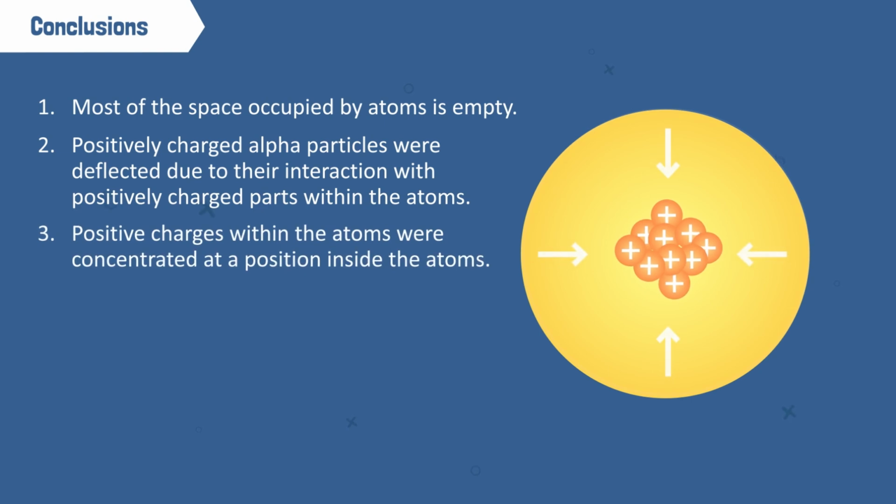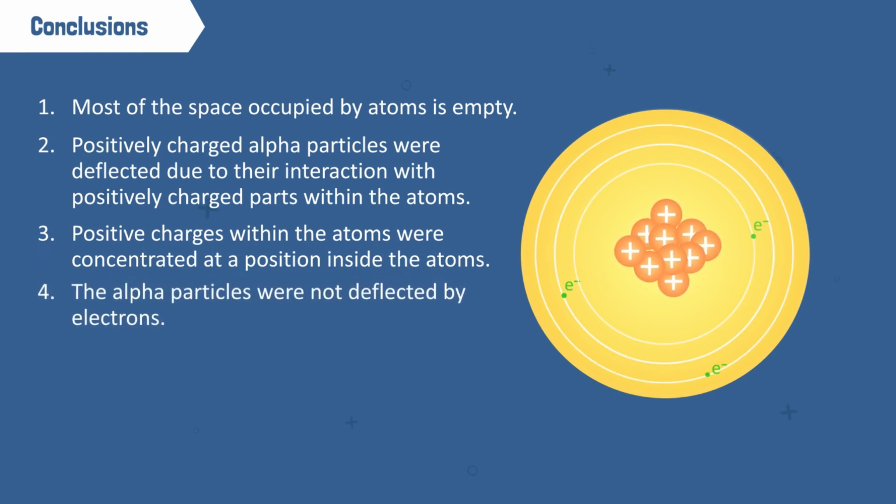Number 3. As very few alpha particles were reflected completely or were deflected by more than 90 degrees, the positive charges inside the atoms causing these deflections were concentrated at a single location. These massive alpha particles were not deflected by tiny electrons. These observations and conclusions led Rutherford to come up with the first nuclear model of atoms.